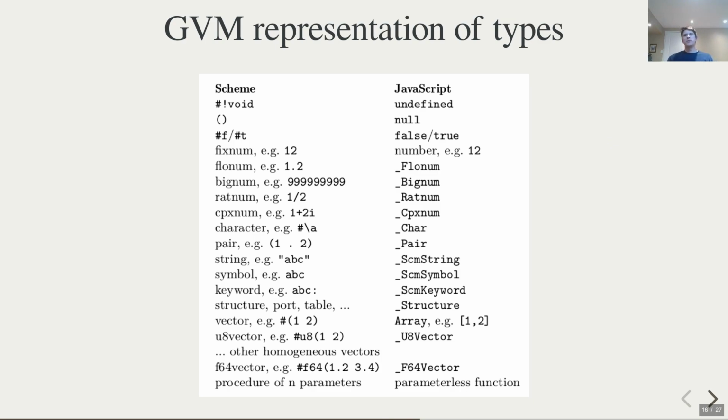The GVM representation of types is actually how the GVM implements itself in JavaScript. And so this is not something that we will modify, but this is the base layer of how every scheme type is represented by the GVM in JavaScript. And as we will see, we're able to access these types. So for example, the GVM maps the void object to JavaScript undefined, the booleans to the booleans, fixnums to numbers, and so on.